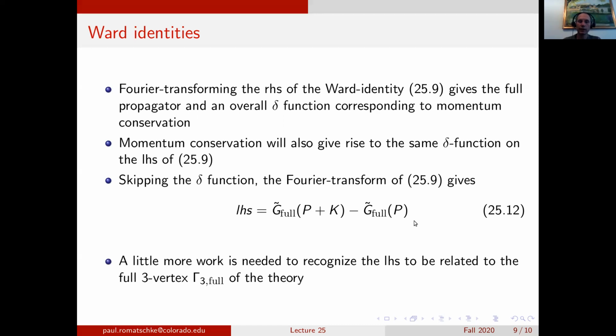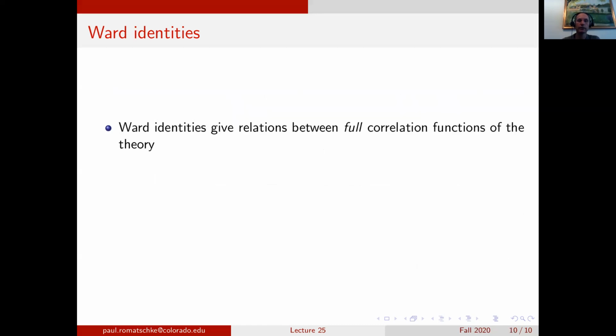We can put in a little bit more work to figure out that the left-hand side corresponds to effectively the full 3 vertex of the theory. So we could work this out in more detail. We will not do this in this present lecture because the complex scalar field is not realized in nature, so we really don't want to put too much effort into this Ward identity. But I want to just mention that a similar calculation can be done for quantum electrodynamics, QED, where we also find that we have the 3 vertex on the left-hand side. The main point is that the Ward identities give us relations between full correlation functions of the theory.